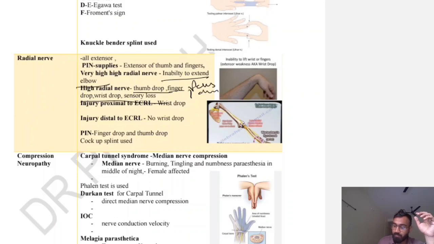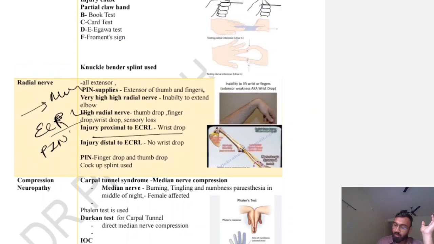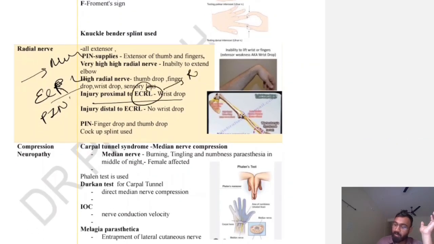But there is thumb drop, finger drop, wrist drop, and sensory loss, because all the muscles supplied in the forearm are lost. ECRL, extensor carpi radialis longus, causes wrist extension. If the injury is proximal to the ECRL, which originates from the lateral epicondyle, at the level of distal one-third humerus, then it causes wrist drop. If the injury of the radial nerve is in the forearm, then wrist drop is absent. That's why in PIN injury, wrist drop is absent, because ECRL is supplied by the radial nerve.